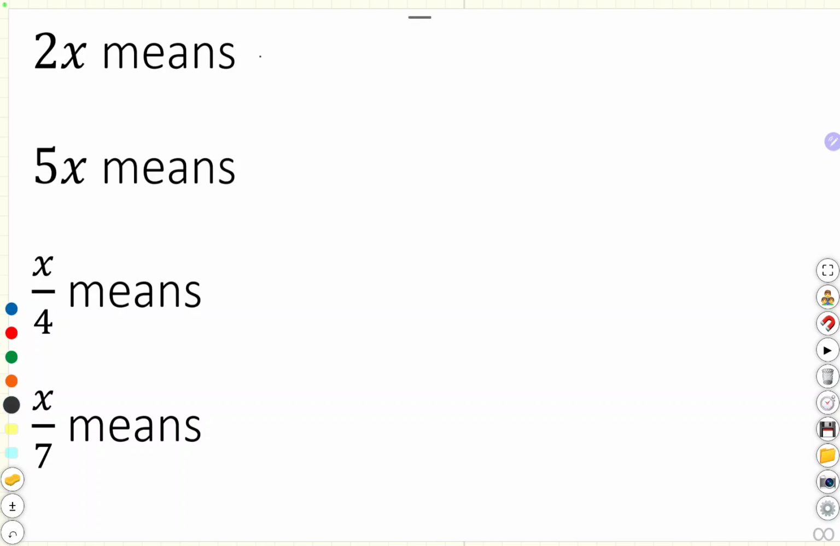So first of all, if we've got 2x, this means 2 lots of x. So 2 times x, which looks a bit confusing because the multiplication sign looks a bit like an x. But that's why we use an x next to the number without the actual multiplication sign to avoid that confusion. So 2x means 2 times x. So 5x therefore means 5 times x. And anything else in front of the x would mean that times x. So 12x would be 12 times x and so forth.